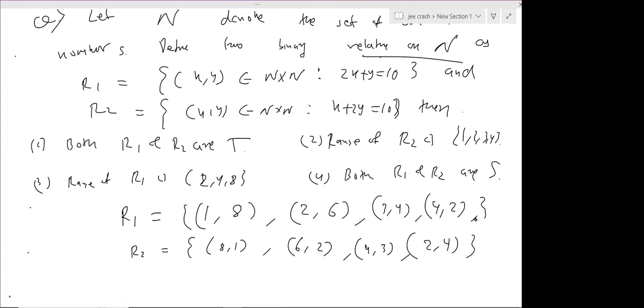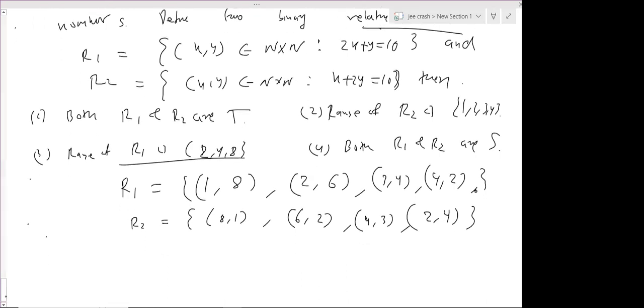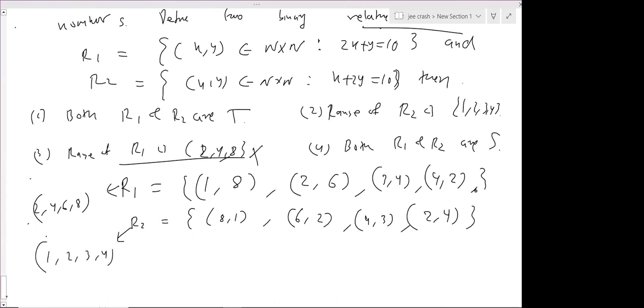They are saying the range of R1 is 2, 4, 8. So we have to just check the range. The range of R1 is 2, 4, 6, 8. So this is not true. There is a 6 missing. The range of R2 is 1, 2, 3, 4. So this is correct. But let's check all the other options also.